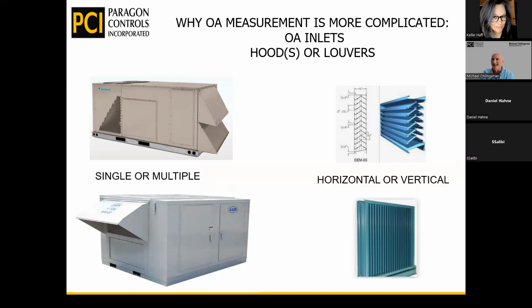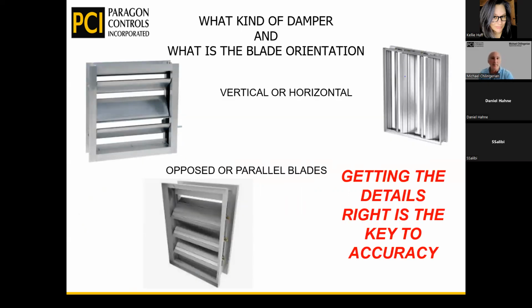The other thing is that when we're looking at outside airflow measurement, there's always a damper involved. So whether the damper is a horizontal damper or vertical damper, is it an opposed blade or is it a parallel blade? These are all things that affect the accuracy of an airflow system. And if you don't design around the way the unit's built, you're just taking a guess at where you're going to put things.